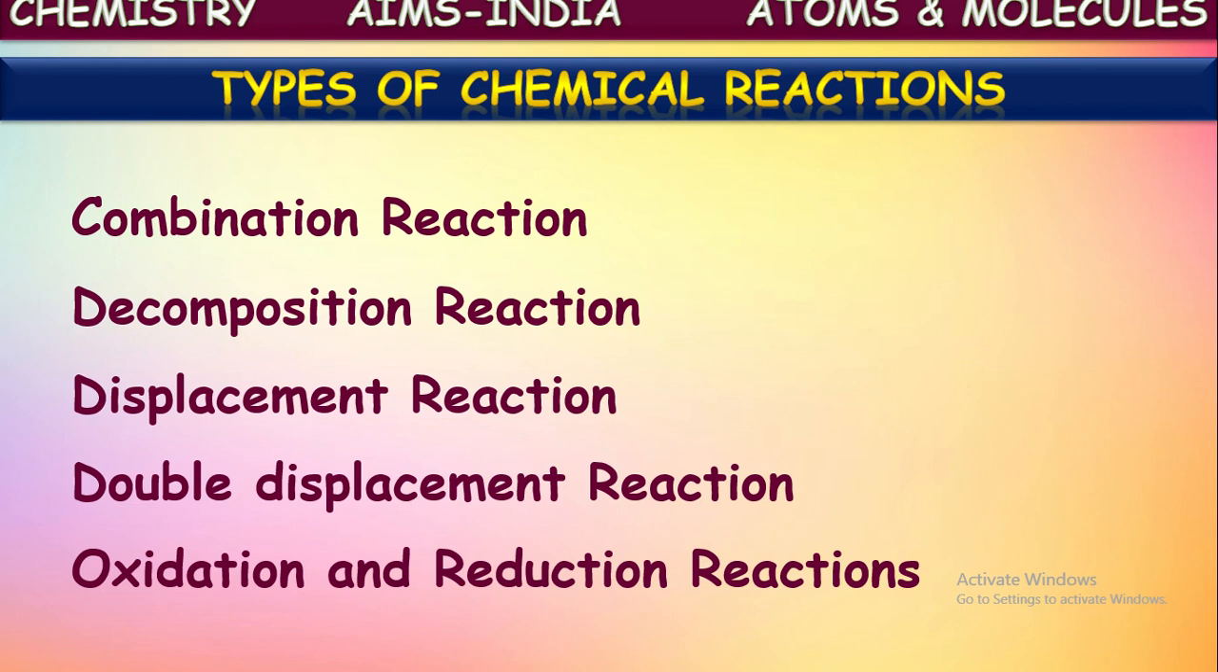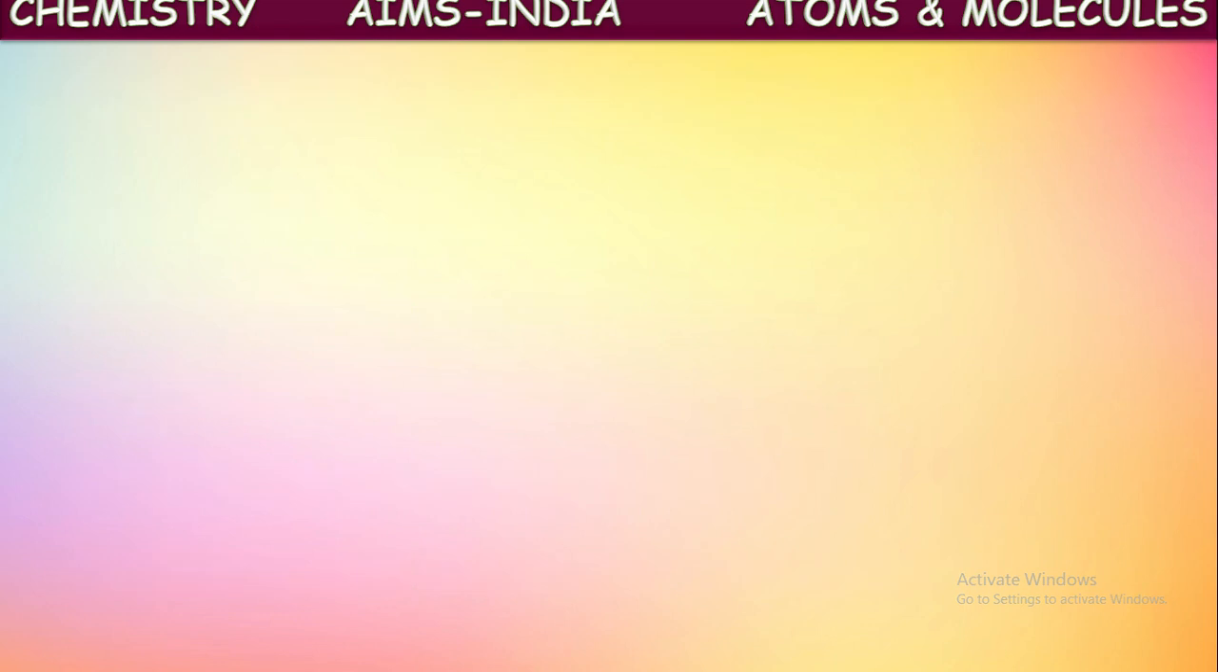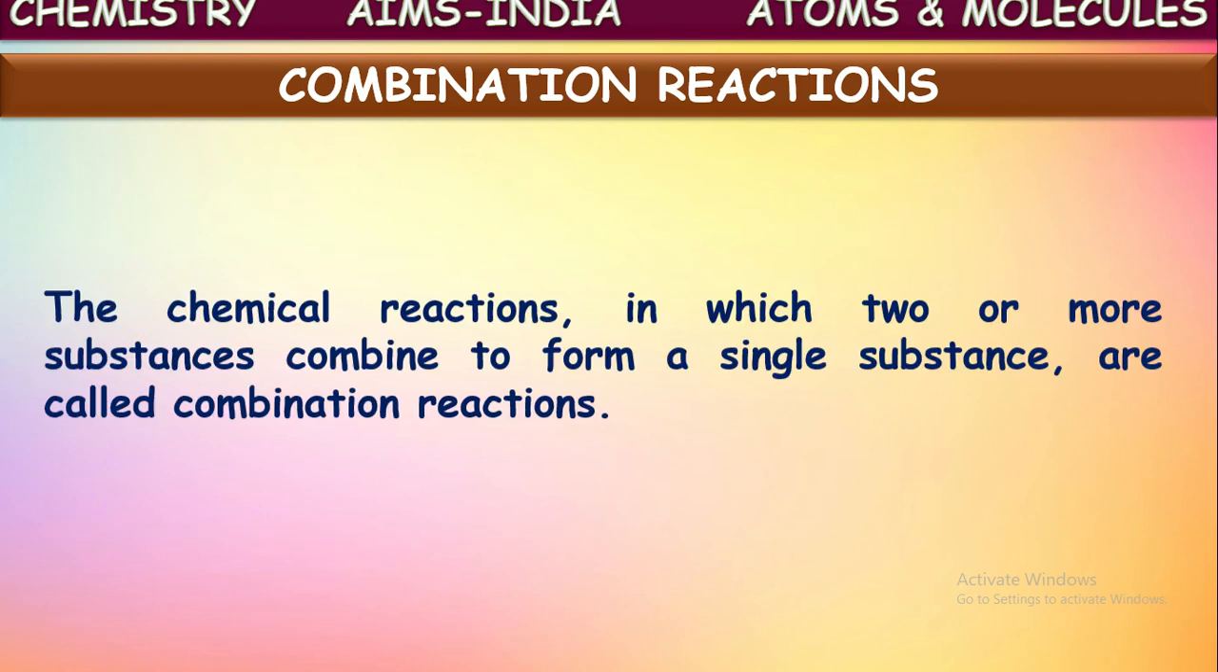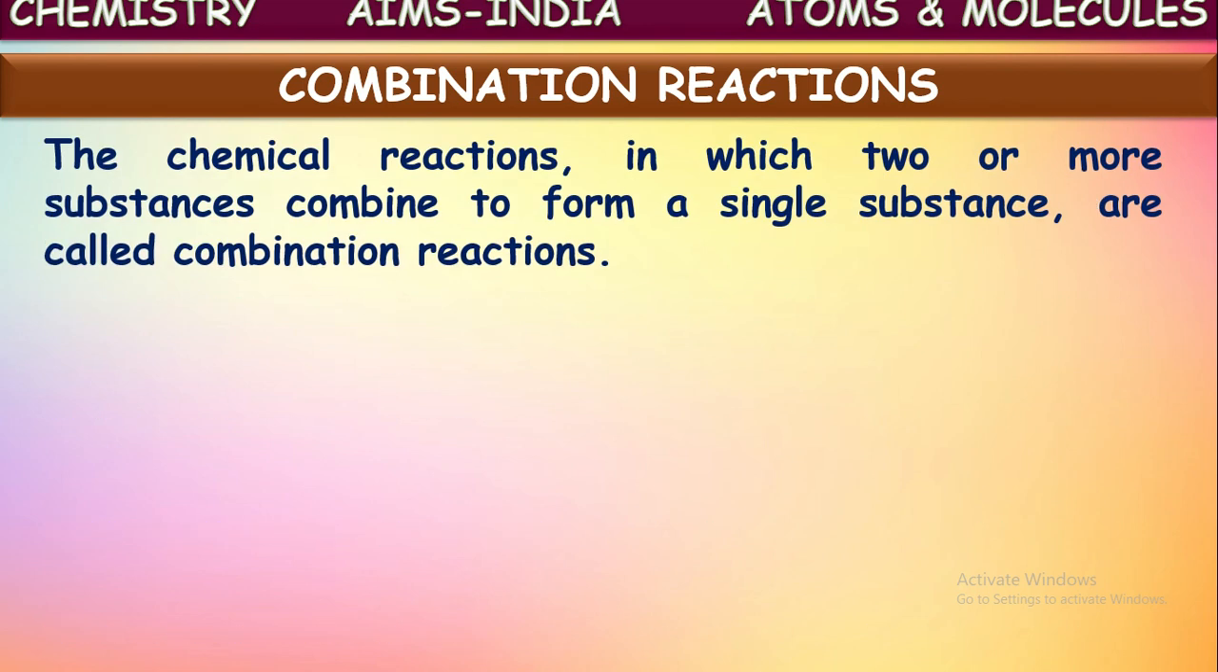First among them is combination reaction. The chemical reactions in which two or more substances combine to form a single substance are called chemical combination reactions. So the chemical reactions in which two or more substances combine together to form a single product or a single substance are called chemical combination reactions.